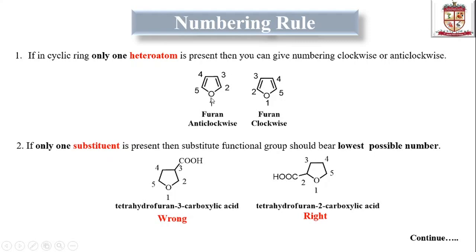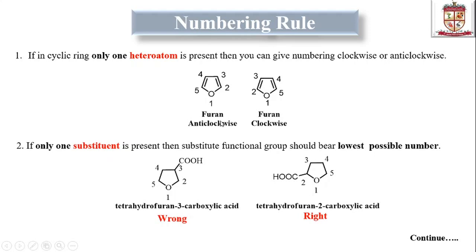Furan means a 5-member ring containing one heteroatom, oxygen. You can say oxole. In this furan, the numbering is given as 1, 2, 3, 4, 5 anti-clockwise, or you can give the numbering as 1, 2, 3, 4, 5 clockwise. It is possible because only one heteroatom is present. That's why you can give the numbering clockwise or anti-clockwise.